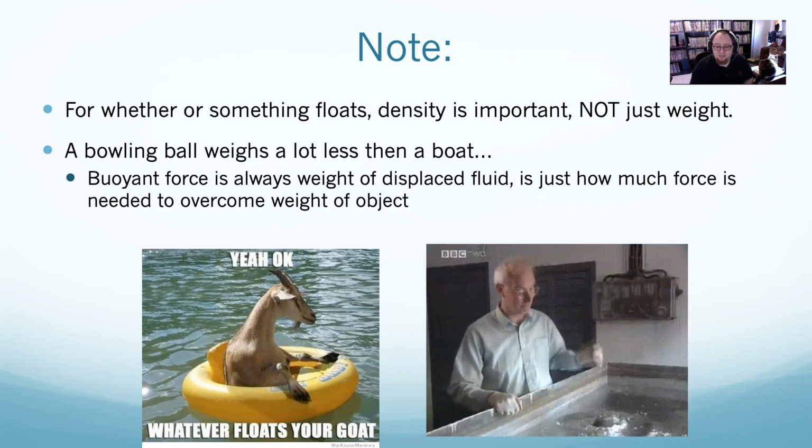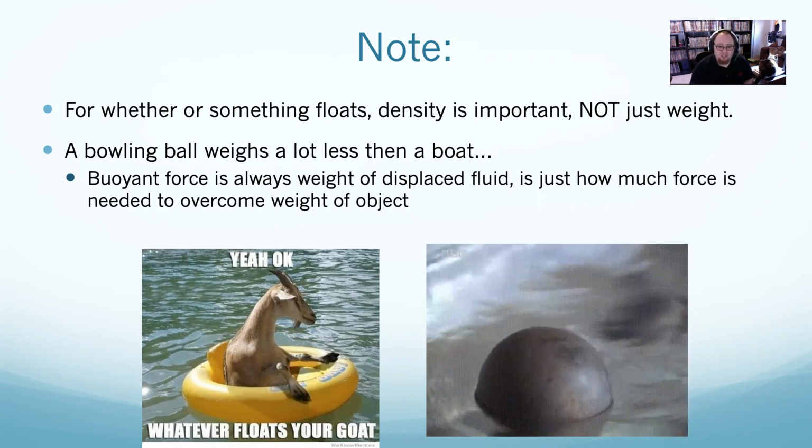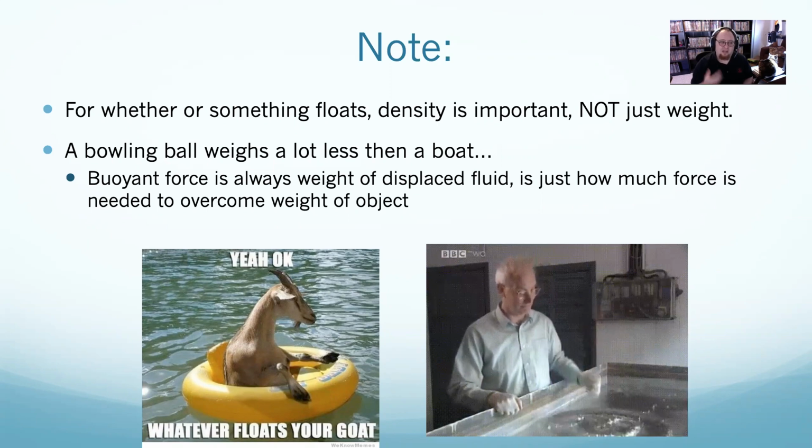This GIF to the right is someone making lead float. This lead floats because it's being dropped into mercury. Mercury is more dense than lead, so lead floats in it.